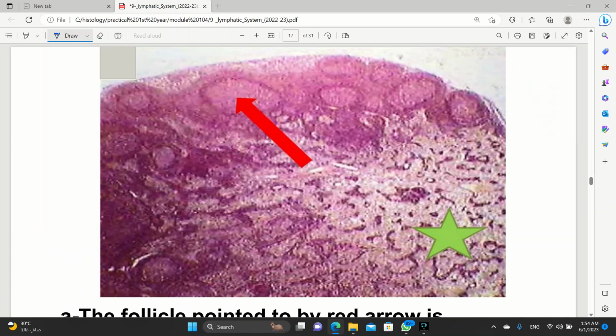Again, we can see something that is gradient. It was dark here. Now it's light. So now we saw the medulla. So who's that? That's the capsule.